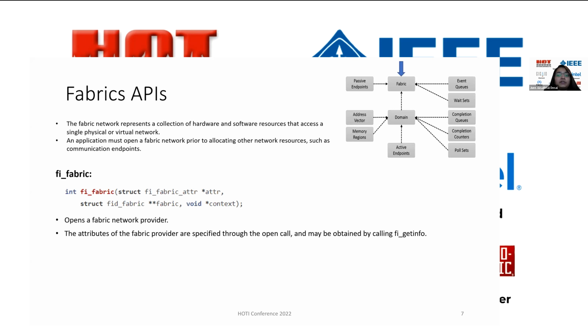So opening a fabric using FI Fabric is usually a straightforward call after calling FI Get Info. And once a fabric is opened, all the network ports on that system that can communicate with each other through their attached networks belong to that same fabric. The fabric attributes can be directly accessed from the FI info struct obtained from the FI Get Info call, and the newly opened fabric is returned through the fabric parameter present in the FI fabric attribute structure.